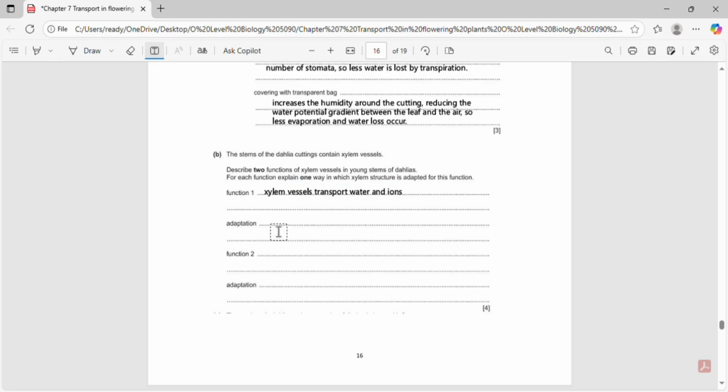The adaptation for this is that the xylem vessels are hollow tubes with no cytoplasm. They're long and thin, and they lack end cell walls. All of these features make it easier for water and dissolved minerals to move in a continuous column from the roots up to the leaves.